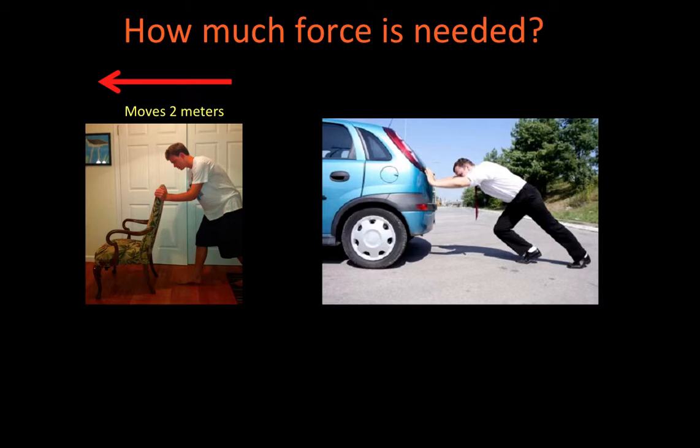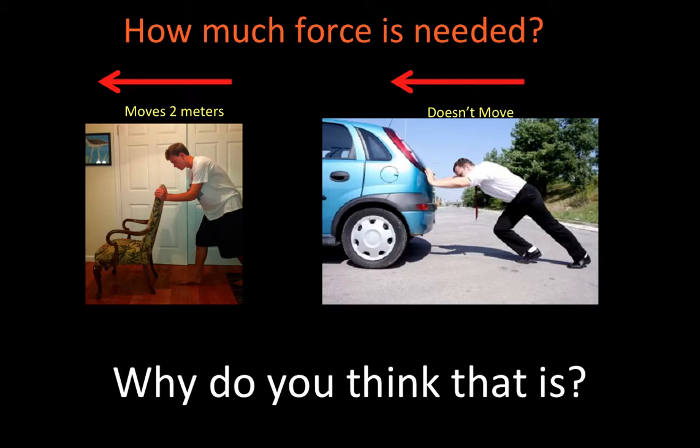So this man is also trying to push the car also to the same direction, which is the left, and he uses the exact same amount of force as the guy pushing the chair used. So in this case though, the car doesn't move. So I want you to think to yourself, why is that?